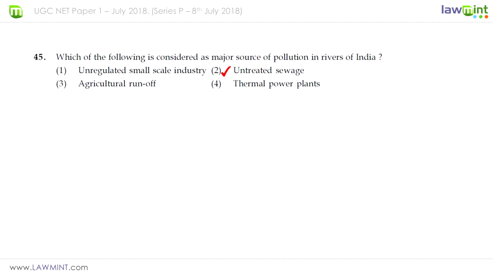For question number 45, we are asked to identify which is the major source of pollution in the rivers of India, and this has been proven to be the untreated sewage which flows into the rivers from the nearby towns and the villages. Therefore, option 2 is the correct answer.